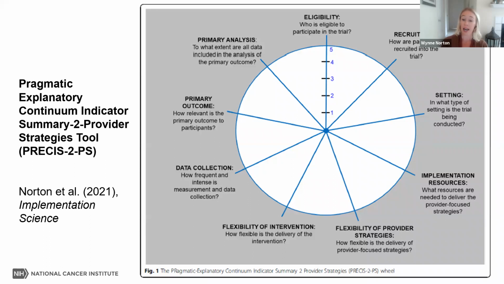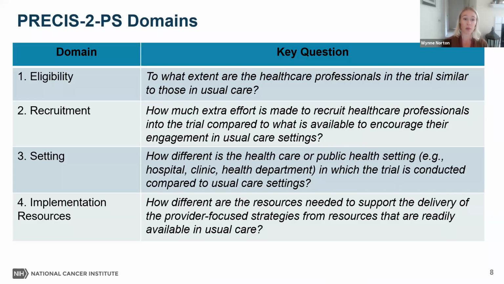So these are the 9 domains that we retained. You'll see some of the domains have the same name, some are different, and some of the key questions, of course, have been adapted where applicable. The same scoring criteria apply, where 1 is more explanatory and 5 is more pragmatic. And I'll just walk through the domains here.